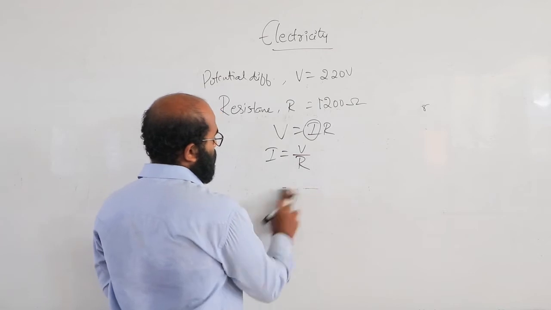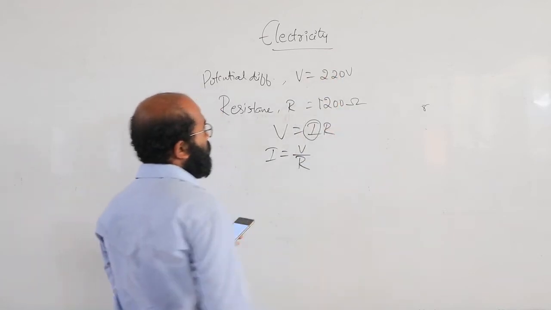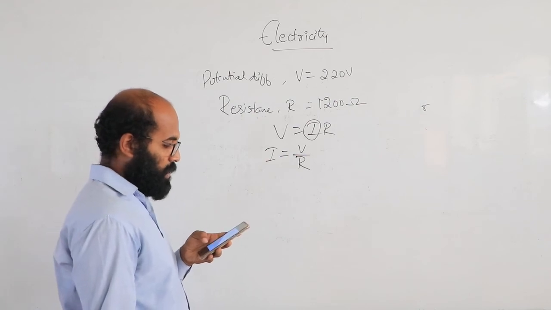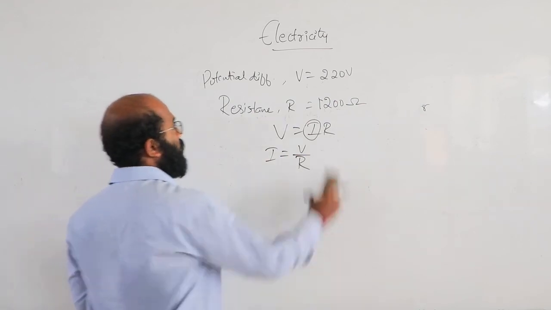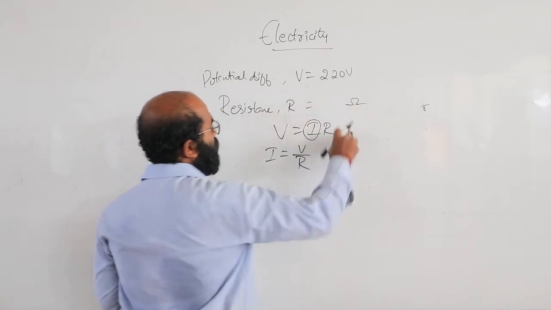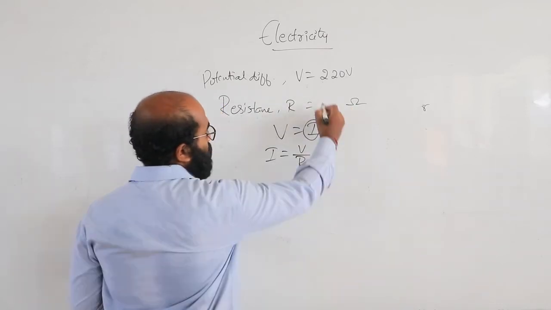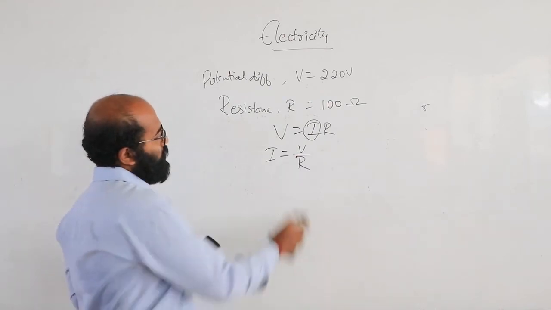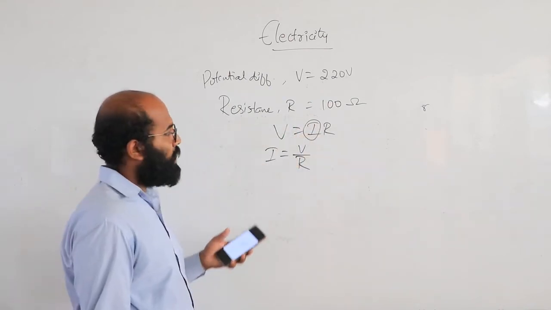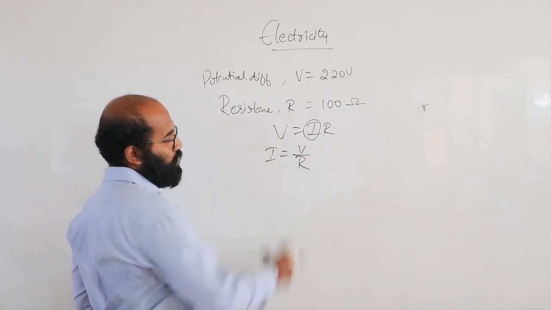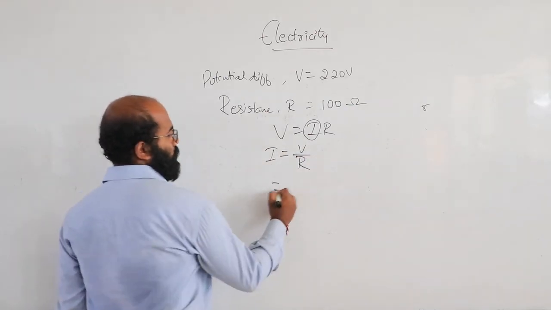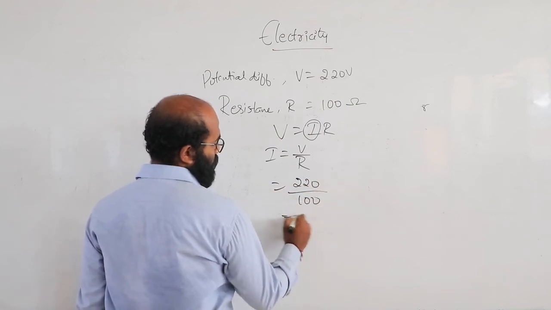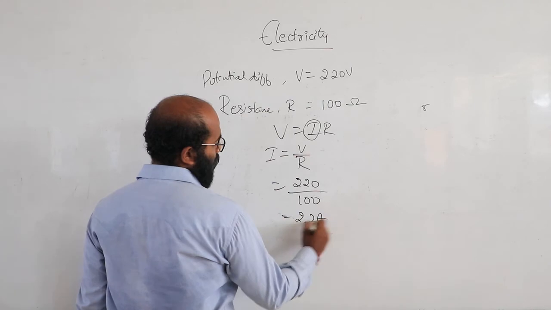So here in this case, the potential difference is the same, 220 volt, but the resistor of the heater is 100 ohm. So instead of 1200, this is 100. I am just changing the value. The equation remains the same. V is equal to IR. I need to find current, so I is equal to V by R. V is 220, R is 100. So it is 2.2 ampere.